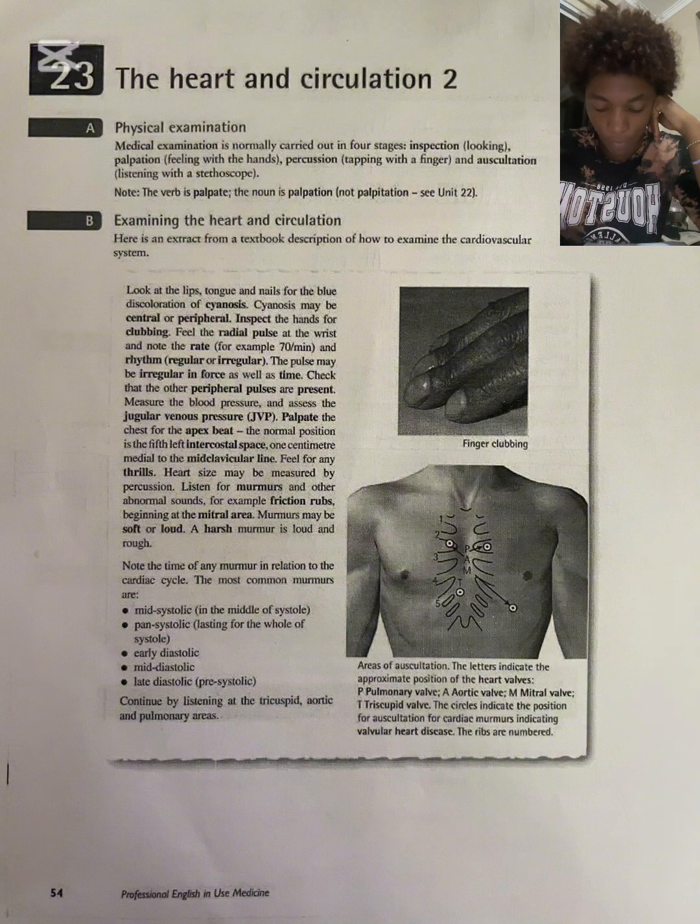Palpate the chest for the apex beat. The normal position is the fifth left intercostal space, 1 centimeter medial to the mid-clavicular line. Feel for any thrills. Heart size may be measured by percussion. Listen for murmurs and other abnormal sounds.